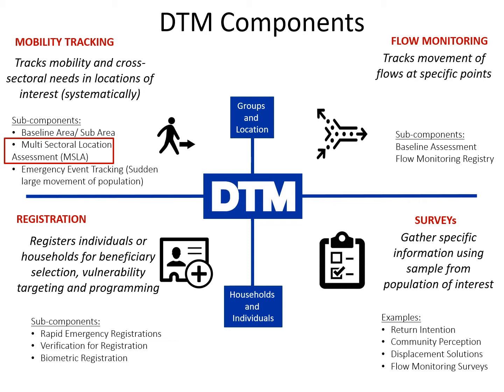Continuing clockwise to the bottom right corner of your screen, surveys gather specific information using a sample of population of interest. As said before, they look at household or individual level. Examples of surveys could be return intention surveys, community perception surveys, displacement solution surveys, and flow monitoring surveys.